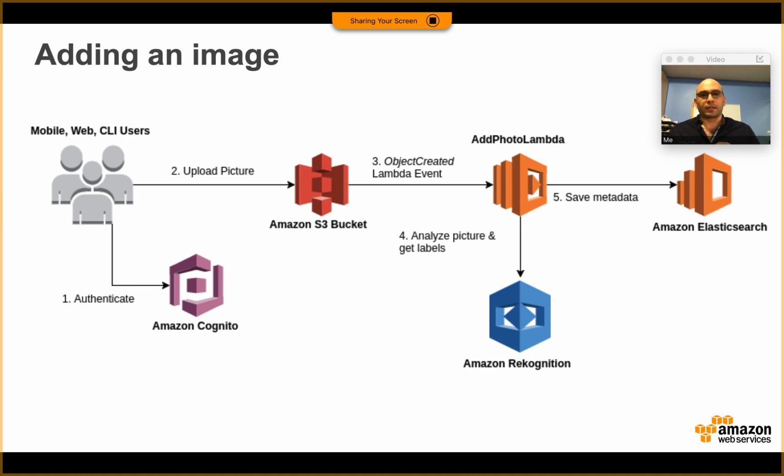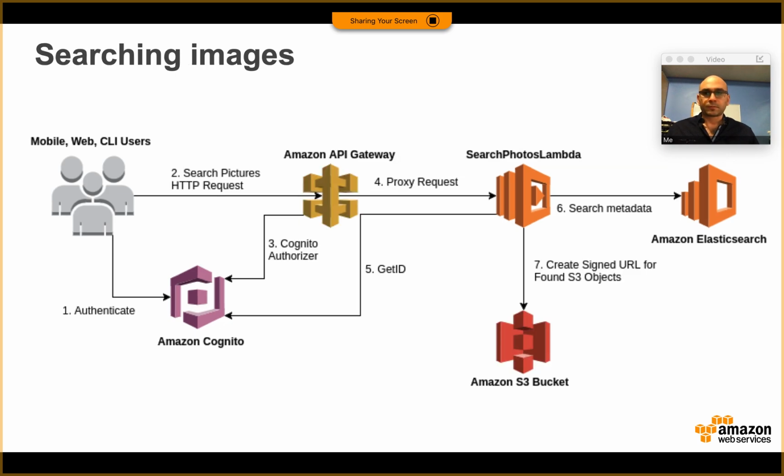Then this S3 bucket kicks off an object-created Lambda event, which kicks off the add photo Lambda function, which in turn runs the recently uploaded S3 image through Amazon Rekognition, which is our deep learning image recognition and analysis service. Then I take all the labels and the metadata that I get from Amazon Rekognition and store it into Elasticsearch for further use later on.